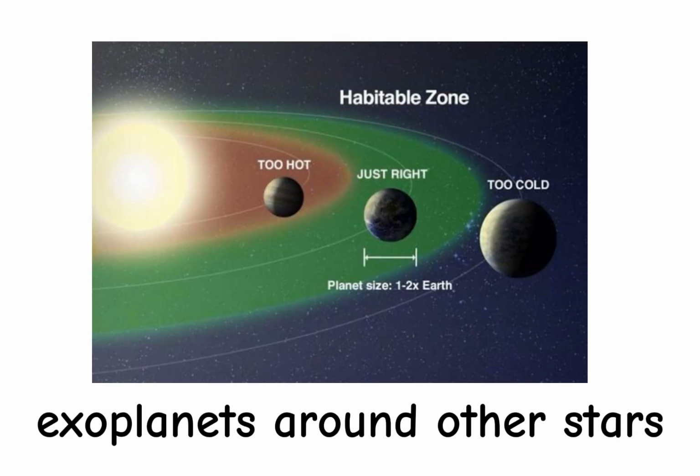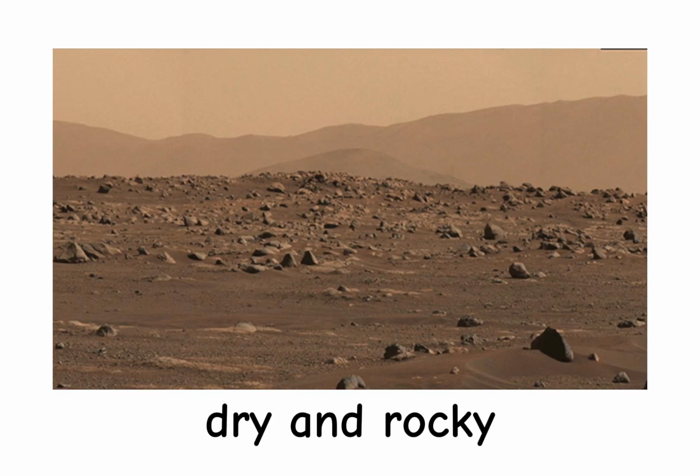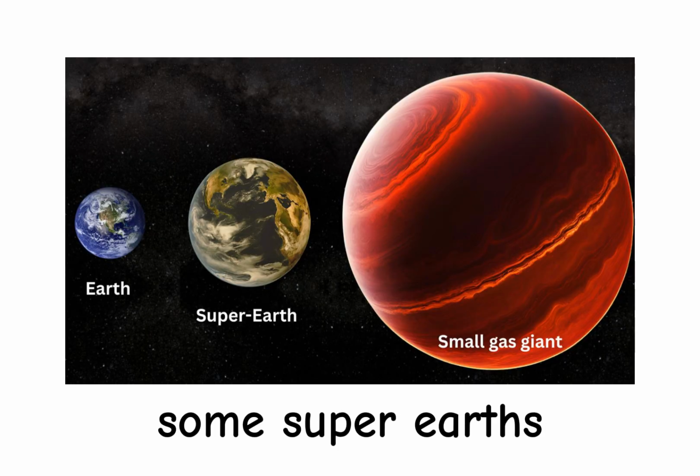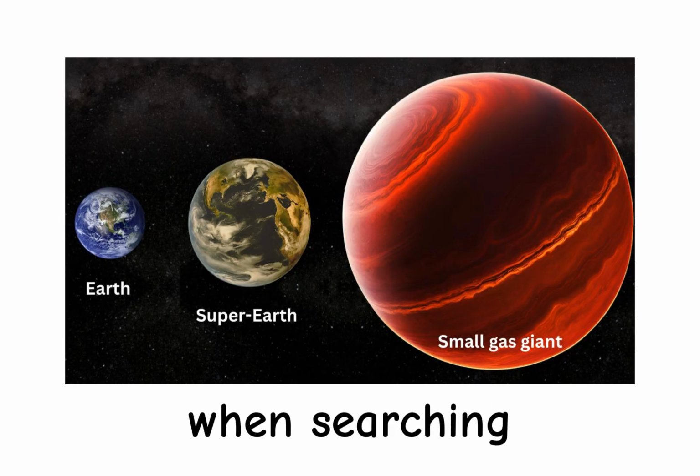Super-Earths are among the most commonly discovered exoplanets around other stars. Some may be dry and rocky, while others could hold deep oceans or dense gas layers. Because of their size and potential for stable environments, scientists consider some super-Earths promising candidates when searching for habitable worlds.